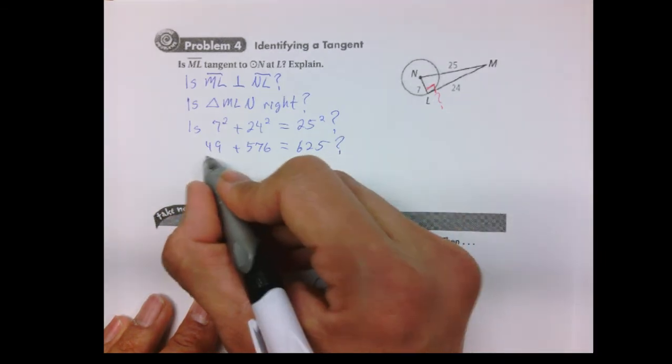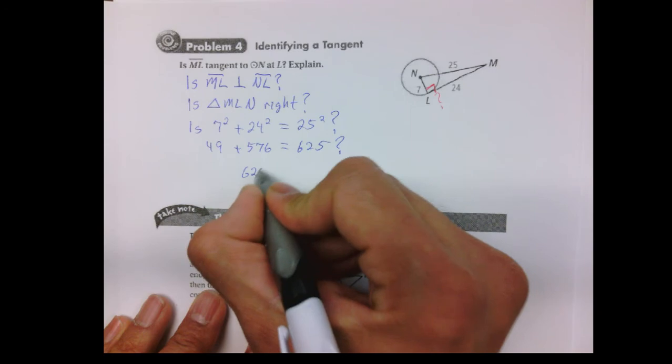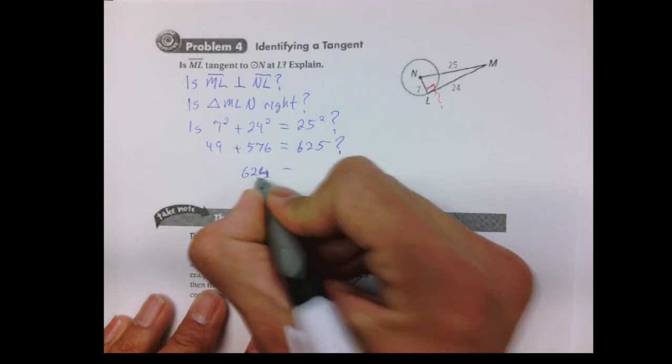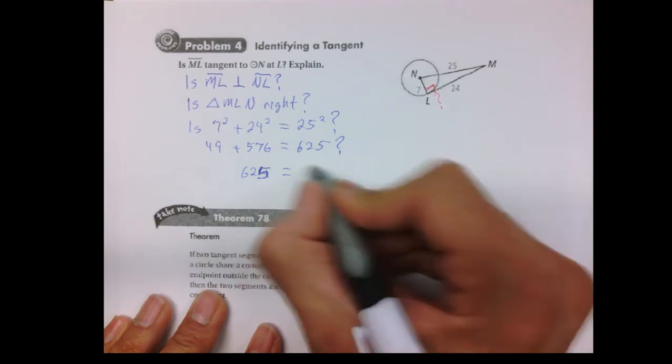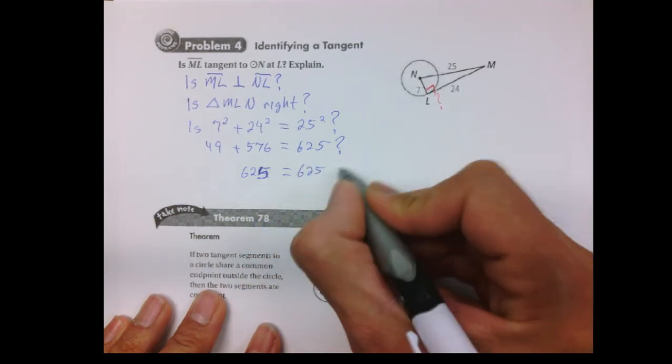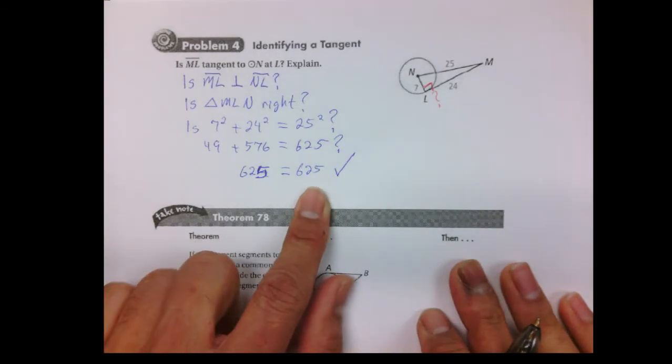Well, hey, guess what? Add these two up and you get 625. Oops. That's funny. I wrote 4 for some reason. Hilarious. Yes, it checks out. 625 is equal to 625.